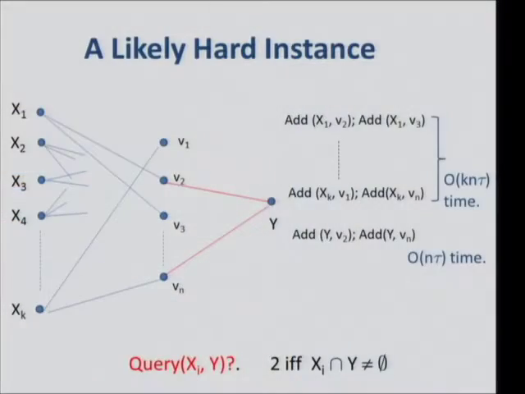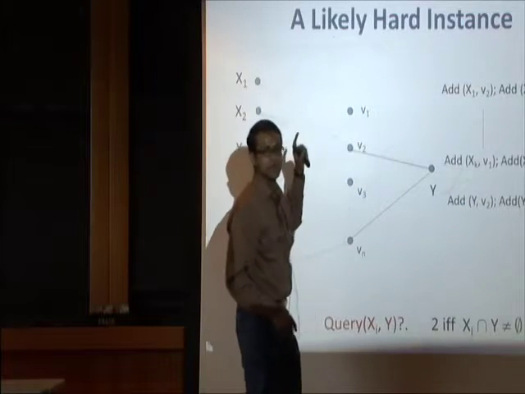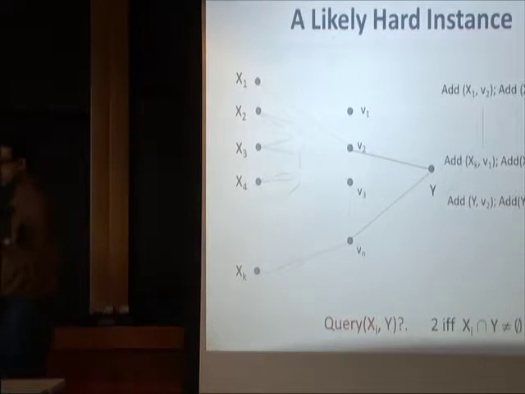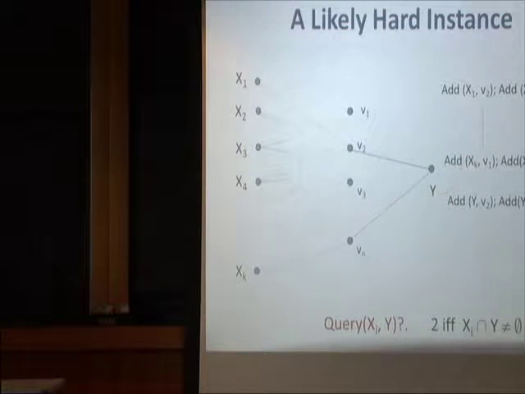And the time that you require is so little that you think the best thing you can do is go through all the possible vertices in here and see: is V connected to xi and is it connected to Y? So that's the intuition to believe that this problem is hard, but nothing is known about it. So you're only getting order tau time, and the question is, can tau be polylog?